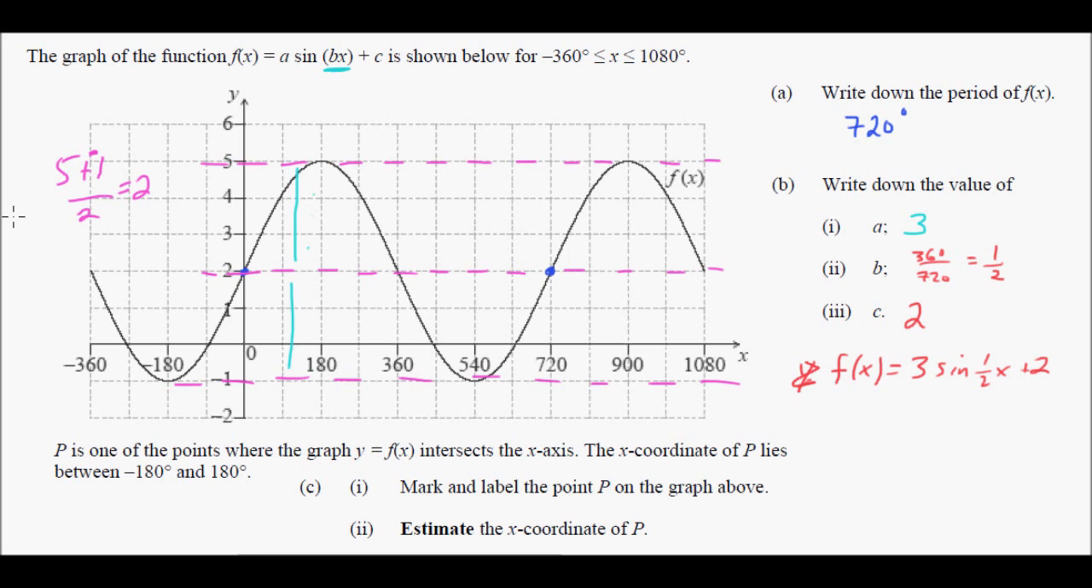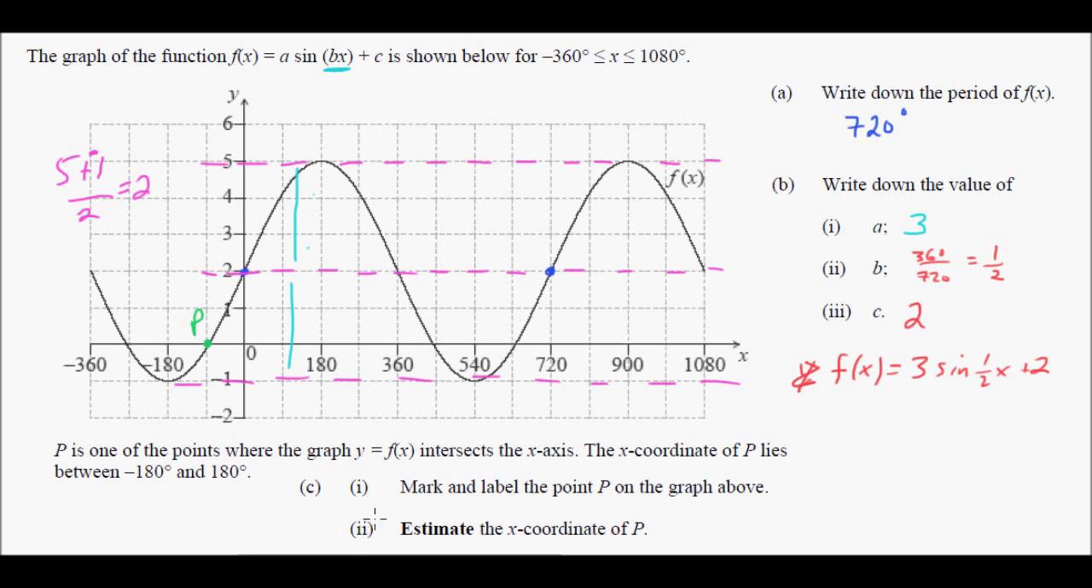Once you write the equation, they always ask you to analyze it a little bit, which we can certainly do here. It says P is one of the points where y equals f of x intersects the x-axis, and lies between -180 and 180. Where it crosses the x-axis between -180 and 180 is going to be right here. It says mark and label the point P on the graph. No problem. P, there you go.